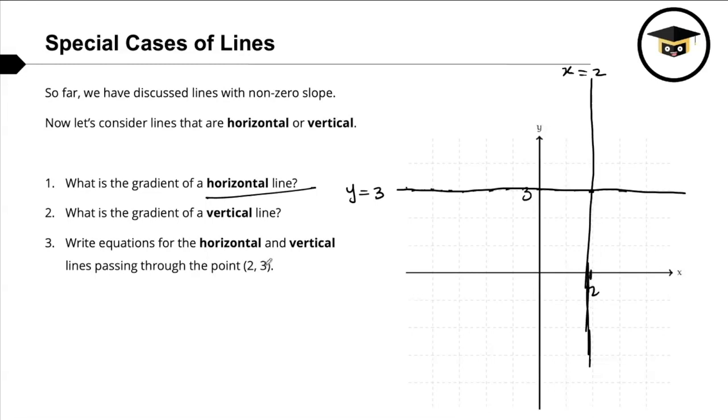So for all horizontal lines, it's y equals something. And for all vertical lines, it's x equals something. So hopefully that all makes sense. And that brings us to the end of our Year 9 coordinate geometry series. Hopefully all the different cases here made sense, and this was a very long video.